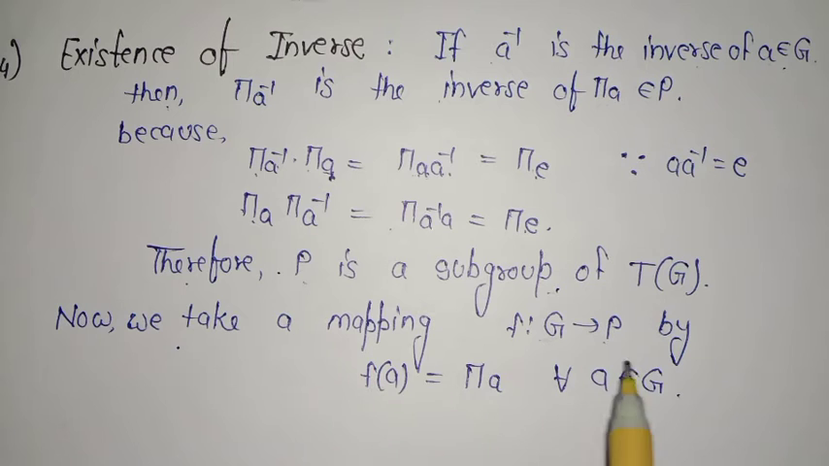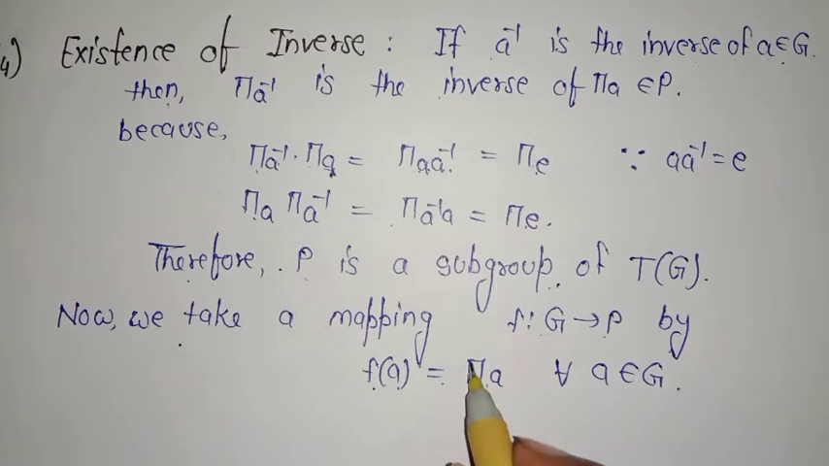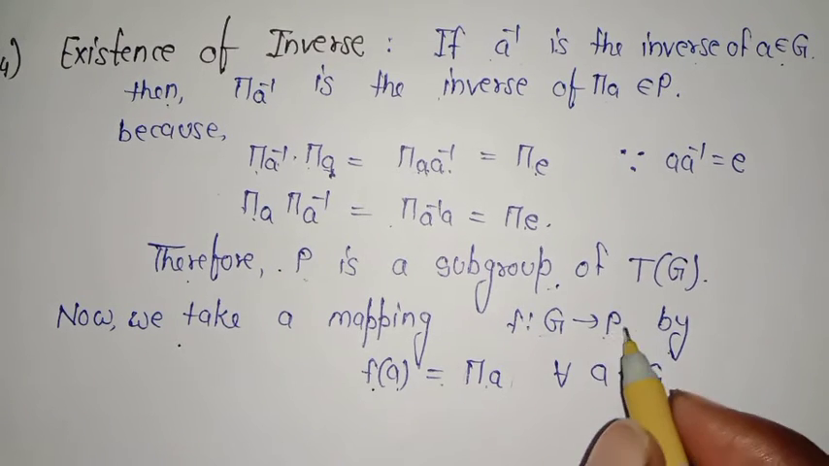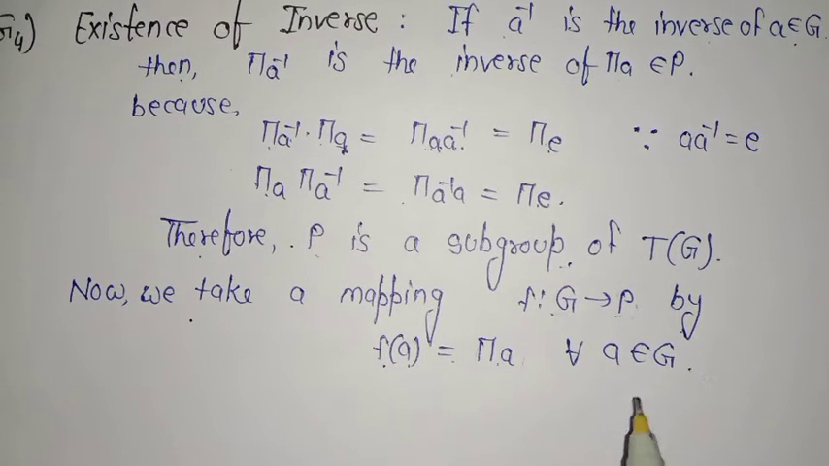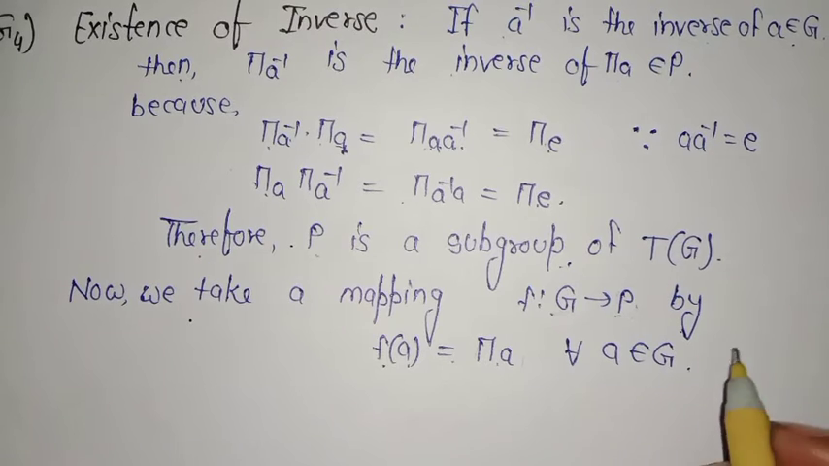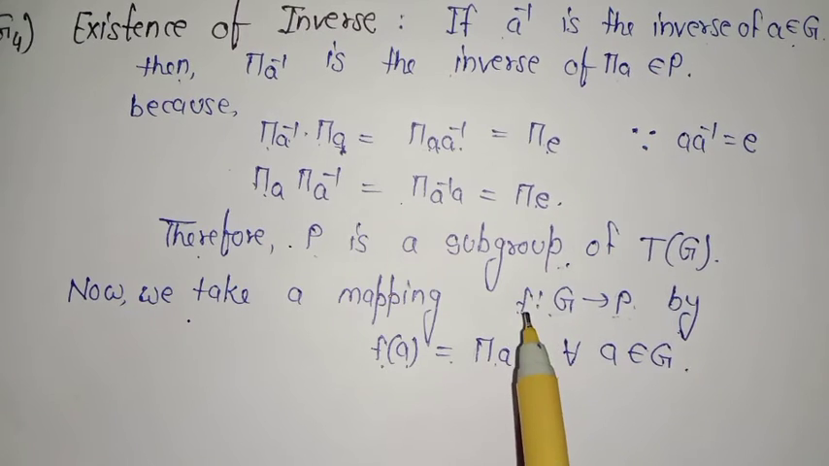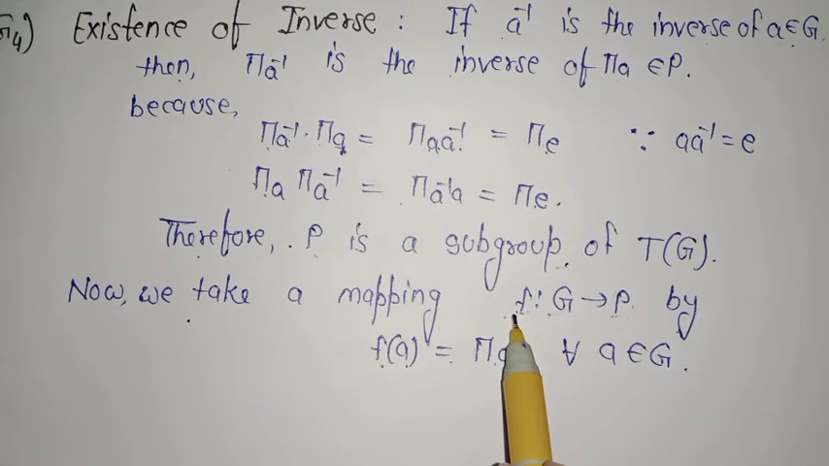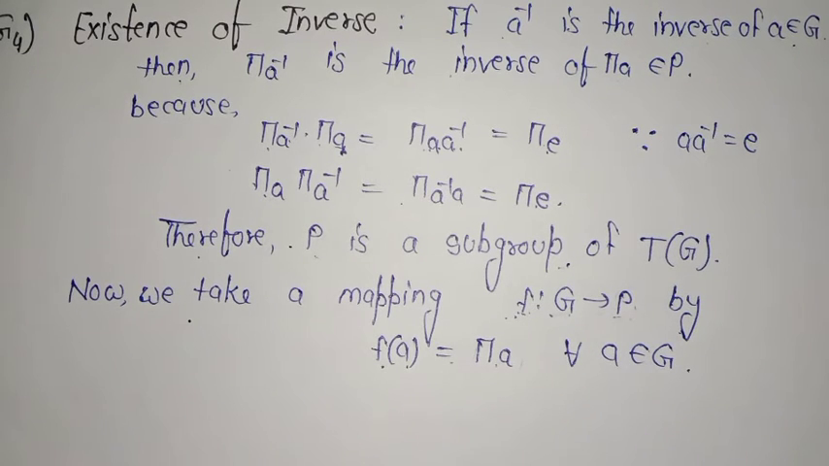For this we first define a mapping, and we are defining f of a is equal to π_a. This mapping is coming from the set P. Now we have proved that this is the subgroup of transformation group, so we have to show that G is isomorphic to P. And in our previous video, I told you that in order to show that G and G dash are isomorphic to each other, we have to show that the given function is one-one, it should be onto, and it should be a group homomorphism as well. If these three conditions are satisfied, then we can say that G is isomorphic to P. So we will see whether these three conditions are satisfied or not.